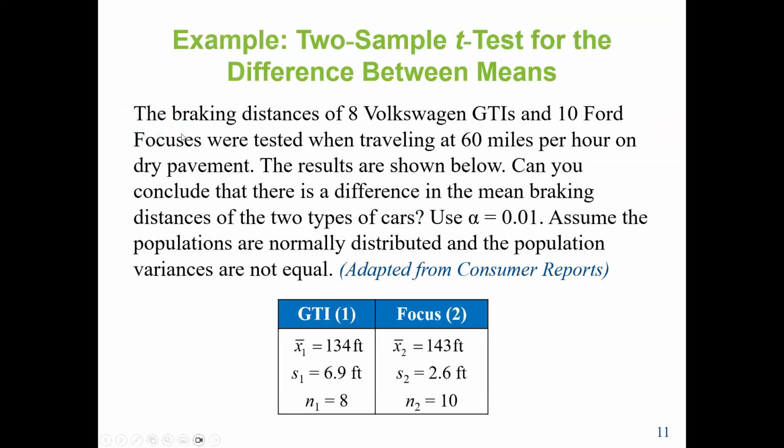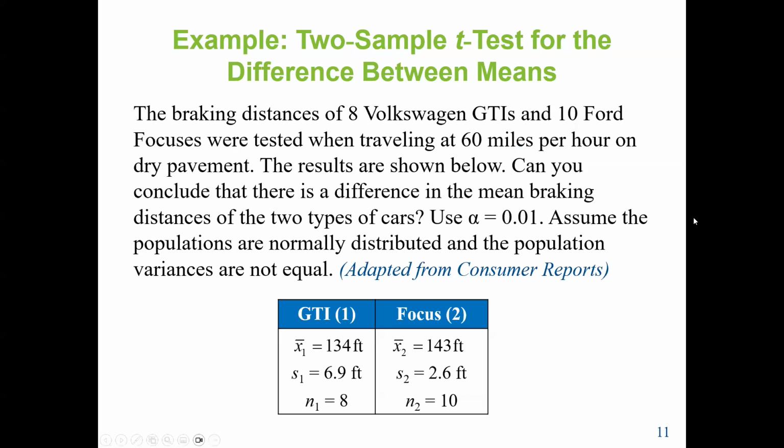So let's see an example. Here we say the braking distances of 8 Volkswagen GTIs and also 10 Ford Focuses were tested when traveling at 60 miles per hour on dry pavement. The results are shown below. Can you conclude that there's a difference in the mean braking distances of the two types of cars? This time we are going to use alpha to be 0.01.